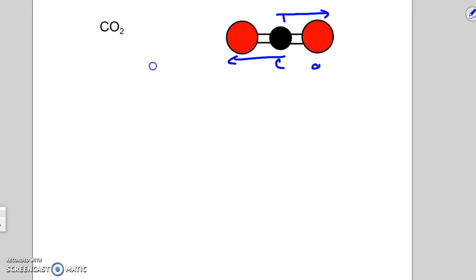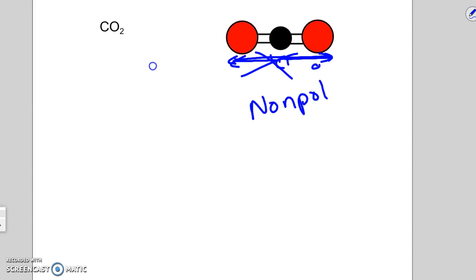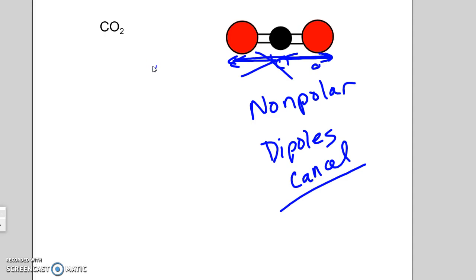But we're also going to have exactly the same dipole in exactly the opposite direction, which means that these two are exactly going to cancel each other out. It's almost as though it's a tug of war that's going this way in exactly the same amount. And so these are geometrically going to cancel each other out. And so this would be nonpolar. We would say that those dipoles have canceled one another. So there's an example of water where the dipoles are not canceling one another versus the carbon dioxide where they are.